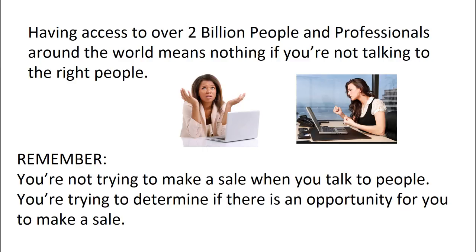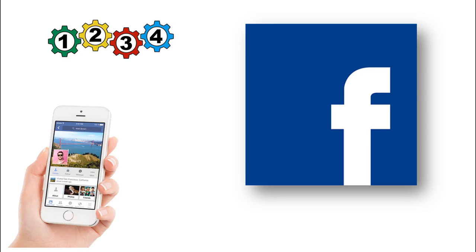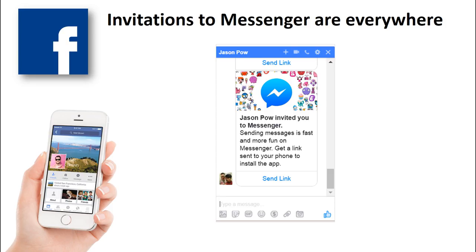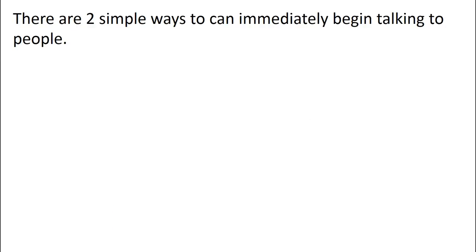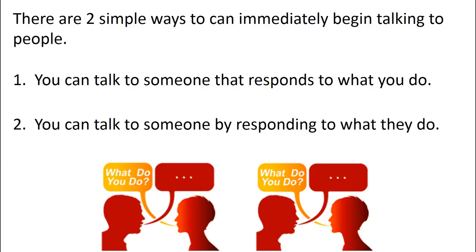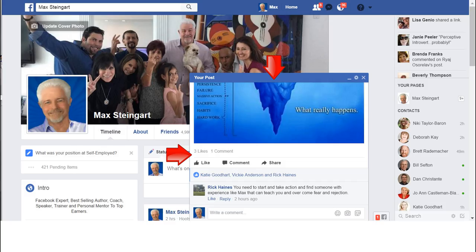So let's jump in to Facebook and LinkedIn, and let's get into these different things that you can do. Well, first of all, on Facebook, Facebook's Messenger is exploding. They've already got more than a billion users. Their invitation to message is everywhere. Now, there are two simple ways that you can immediately begin talking to people. You can talk to someone that responds to what you do, or you can talk to somebody by responding to what they do. Two simple actions. Facebook is making it easy now.